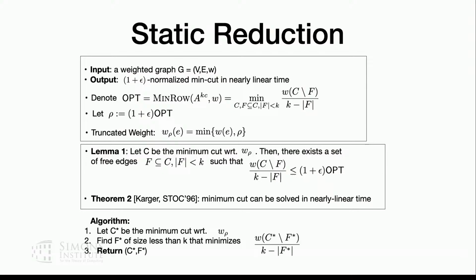Given this lemma, the algorithm is very simple. Just find the min cut, find the optimal F star, the optimal free cut, and that's the reduction to the min cut. Next, I'm going to explain why we should expect this lemma 1 to hold. Actually, I will even give a full proof of lemma 1.